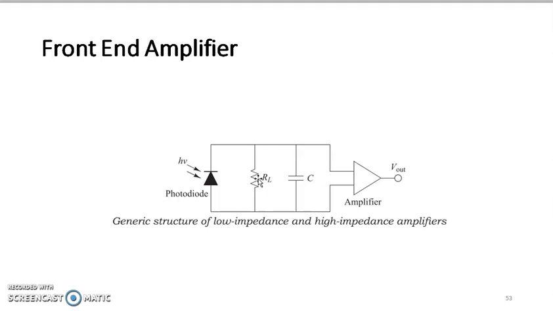And the bandwidth for this front end amplifier is inversely proportional to the resistance seen by the photodetector. Therefore, for the high impedance front end amplifier, a high load resistance reduces the noise. But if noise reduces, RL increases, and the bandwidth reduces. So that bandwidth will be low there.